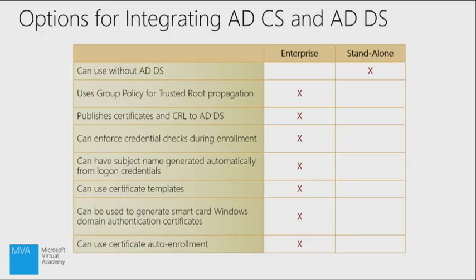Options for integrating Active Directory Certificate Services and Active Directory Domain Services. Enterprise and standalone. These are the two types of certification authorities you can stand up in Active Directory Certificate Services. A standalone certification authority is a server you install the role on, and you can issue certificates. It is that simple. What you lose out on is what's in the enterprise column. You don't have group policy for trusted root propagation, and I'll have to explain that for a moment.